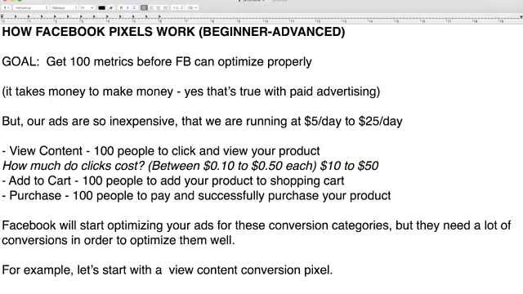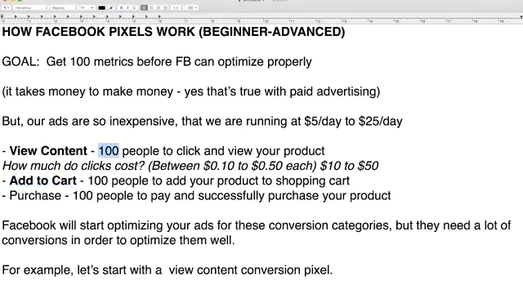Now, out of 100 people clicking, that doesn't mean nobody added it to cart and purchased. All this means is that Facebook is optimizing it for people to view your content. Instead of viewing your viral video, they're actually viewing your content. They want people to click and view your product, whatever it is. Now, the next metric is add to cart. Now we're starting to get transactional. You got 100 people to visit, click and view your product, and some of them added to cart.